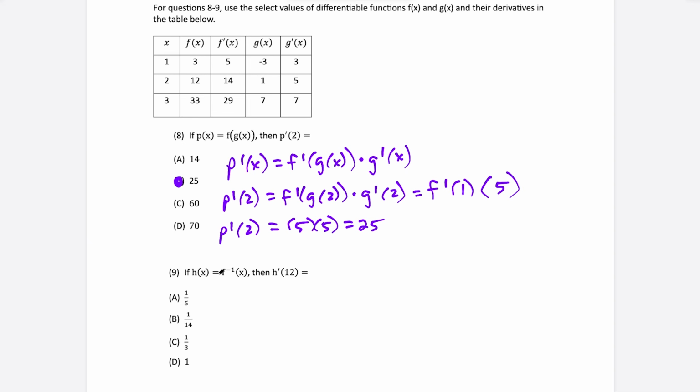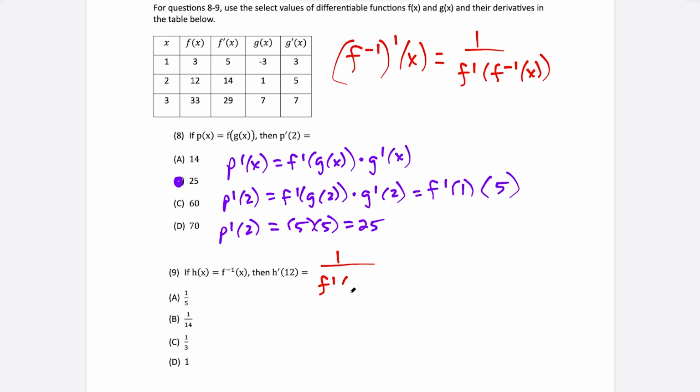So now question 9, we have if h of x is equal to f inverse of x, then h prime of 12 equals. So now we have to know what is the derivative of f inverse formula. So f inverse prime of x is equal to 1 over f prime of f inverse of x. So this is the formula we're going to be using here. So if we want to find what is h prime of 12, what we're really finding here is 1 over f prime of f inverse of 12. So now we have to look for what is f inverse of 12. And for this idea, we have to know the relationship between a function and its inverse.